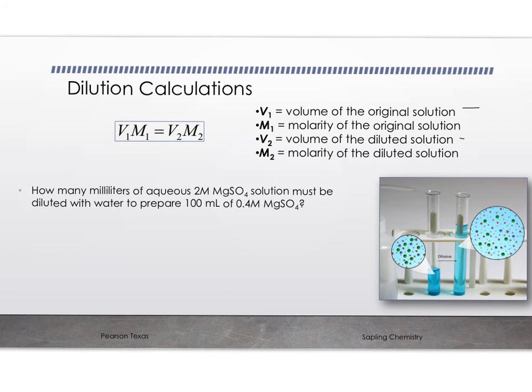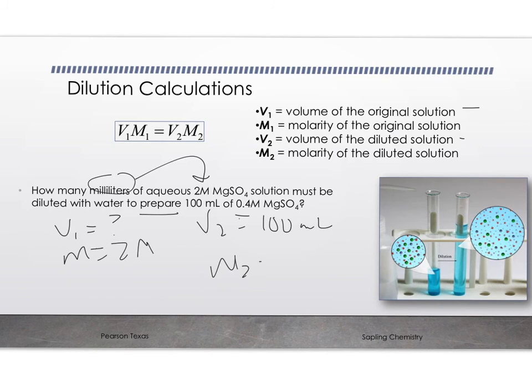So if you're given a problem of how many milliliters of an aqueous 2 molar magnesium sulfate solution must be diluted with water to prepare 100 milliliters of a 0.4 molar solution, we need to be able to identify our variables. So you're looking for how many milliliters of this original solution. So V1 is going to be our question mark. M1 is 2 molar. You want to be able to prepare a solution with 100 milliliters at a concentration of 0.4.